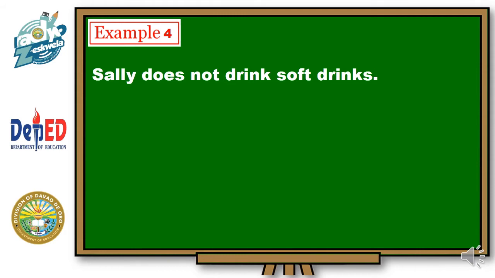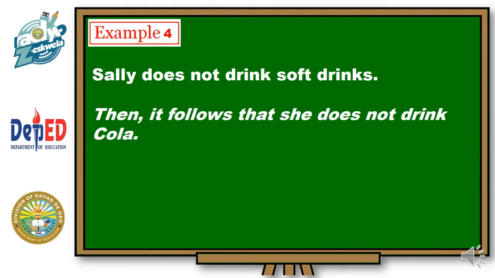Fourth example, Sally does not drink soft drinks. Then, it follows that she does not drink cola. In example 4, you are given that Sally does not drink soft drinks. Since cola is a specific example of a soft drink, then it follows that Sally does not drink cola.